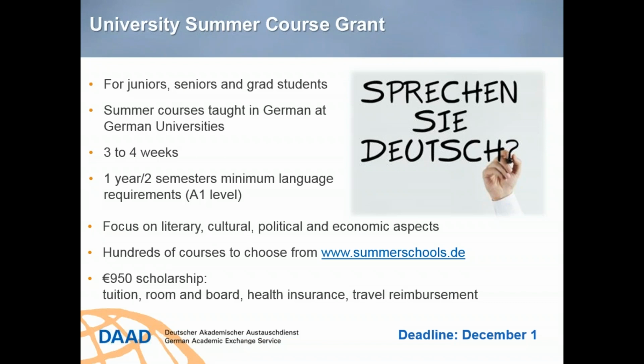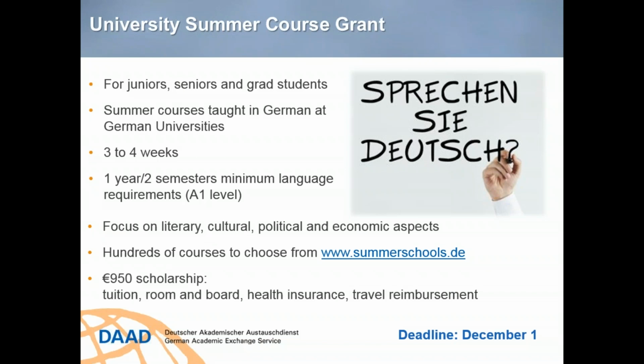Now, these summer courses need to have a distinct German language component, but they often have thematic or disciplinary content as well. So it's fair to say there are many hundreds of these programs. You can identify what is being offered next summer at this URL in the second last bullet point, summerschools.de. And if you find one in there that is of interest to you, you could apply for this scholarship to help offset the costs of participating.